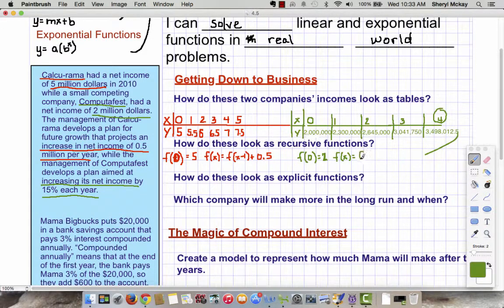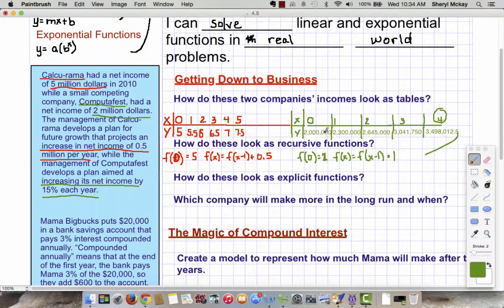F of x equals the previous term, f of x minus 1, times 15%, but also the previous term. So if I just wanted to know what the previous term was, if I said that the next term is just what the previous term was, we could then say f of x minus 1 times 1. If I have the 0 term is 2000 and the next term is just the same term, then all I'm doing is multiplying by 1.